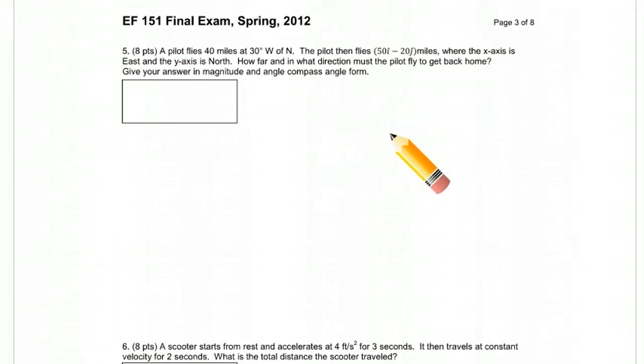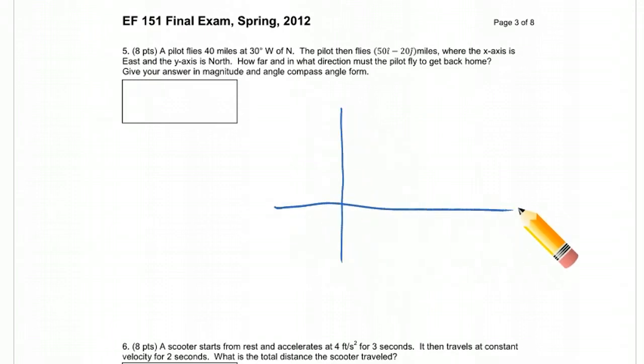So let's draw it out here. Let's draw a north, east, south, and west. If we read through here, we're told that the x-axis is east and y-axis is north. So let's make a note of that, and then draw out some vectors here.